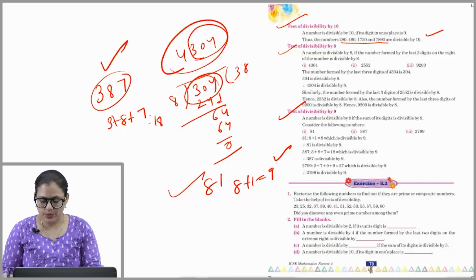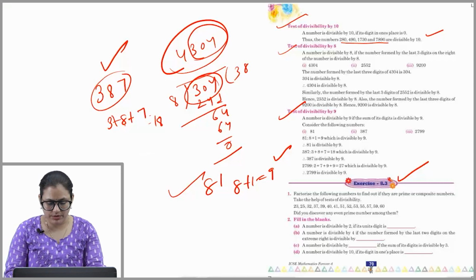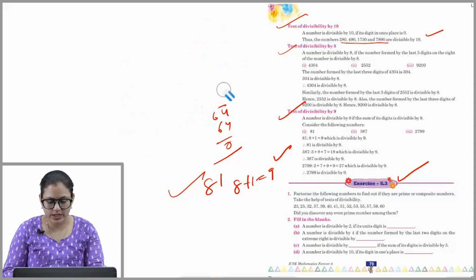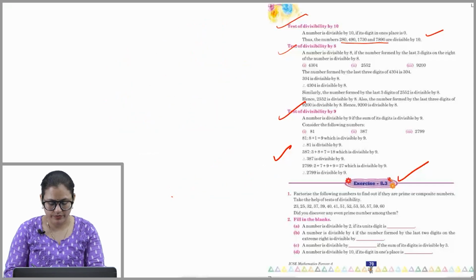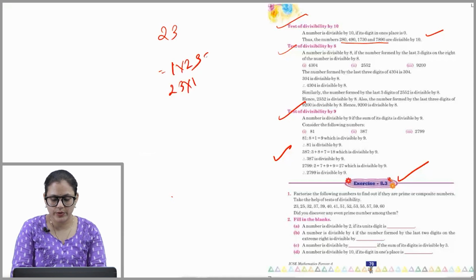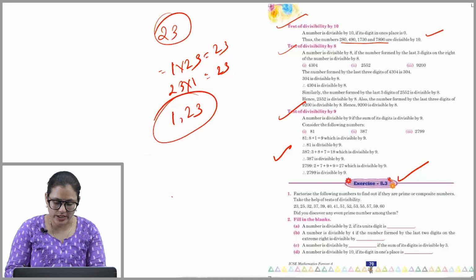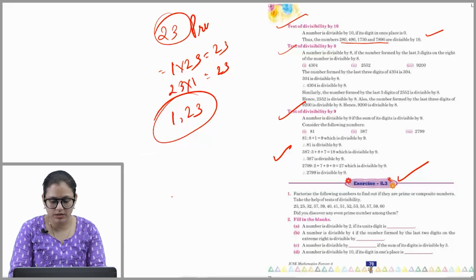Okay. Now, let's do exercise 8.3. Factorize the following numbers to find out if they are prime or composite numbers. Take the help of test of divisibility. Okay. So, we have this number 23 and 25. 23. 23 is what? 1 into 23 and 23 into 1 is 23. Okay. So, clearly 23 has only 2 factors, that is 1 and 23. So, 23 is a prime number.